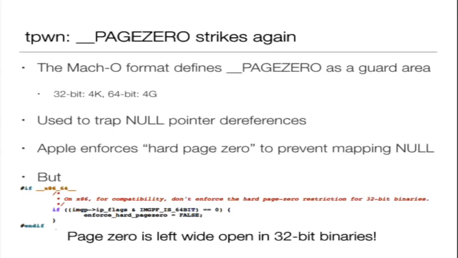Page 0 is essentially the first page in the address space of a Mac process, and it's used to trap all null pointer dereferences. Linux does this as well. I'm not sure about Windows, but probably Windows as well. Apple enforces this in the kernel, but not for 32-bit binaries. So if you have a 32-bit binary, you can skip the page 0 and allocate whatever you want at null.